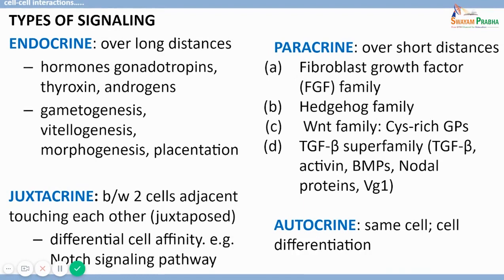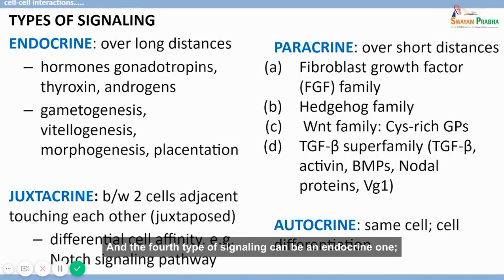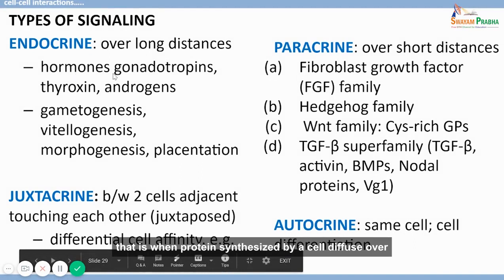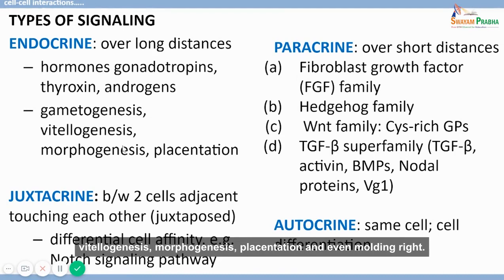Now, students, among the paracrine signals, when molecules released by a cell bind to ligands present on their own cell membrane, it is known as autocrine signaling, and this is important in cell differentiation. And the fourth type of signaling can be an endocrine one. That is when proteins synthesized by a cell diffuse over large distances to induce changes in cells generally present in some other part of the body. And here what is involved? Yes, the hormones. For example, the gonadotropins, thyroxines, and androgens involved in gametogenesis, vitellogenesis, morphogenesis, placentation, and even molting.